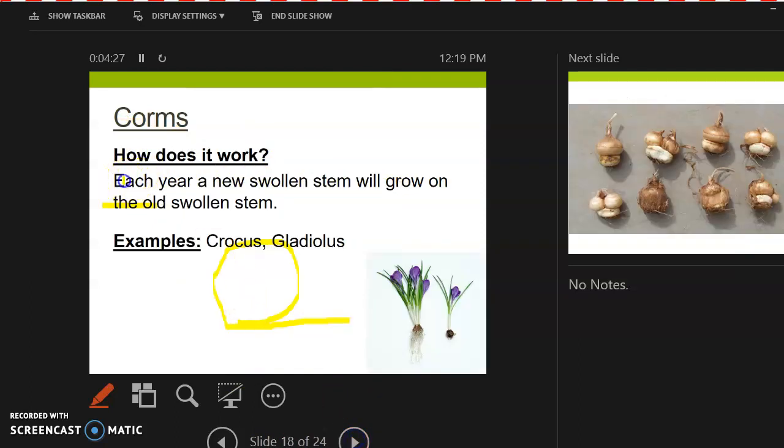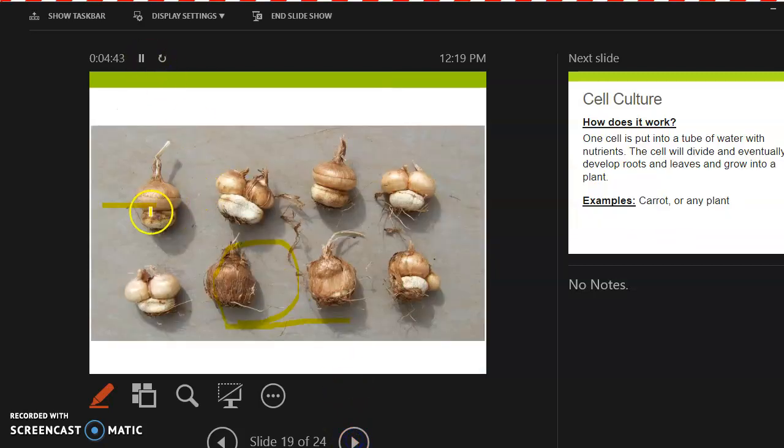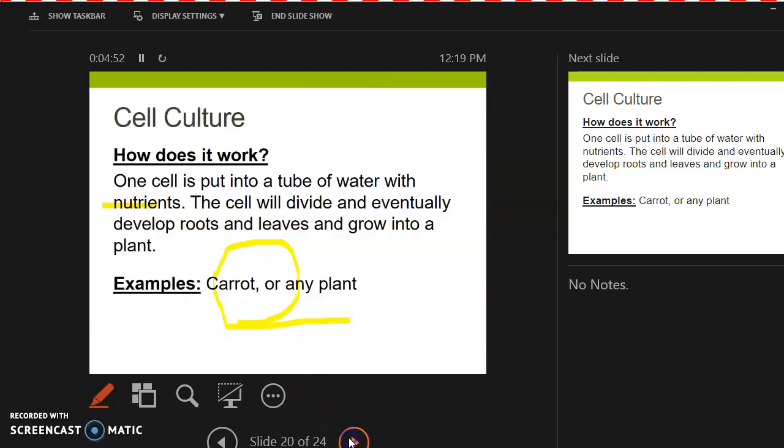Okay, so how does this work? Each year a new swollen stem will grow on the old swollen stem. So it continuously grows. So it's not a bulb, because if you pulled it up and looked at it, you would be able to see how they stood on each other. So examples are crocus and gladiolus. Okay, so you see a bulb is just going to stay one. Okay, this is stacked on top of each other.